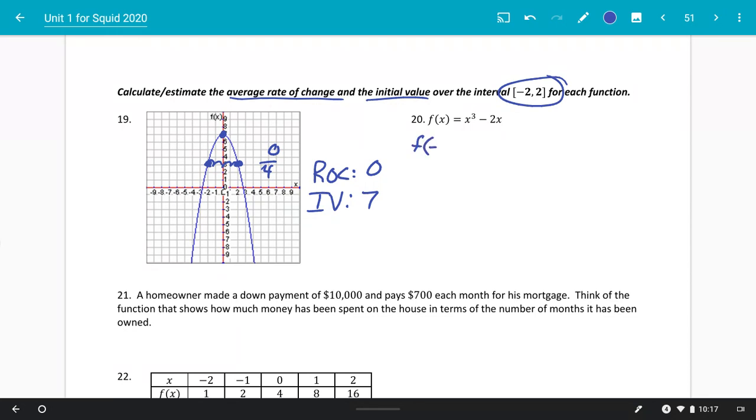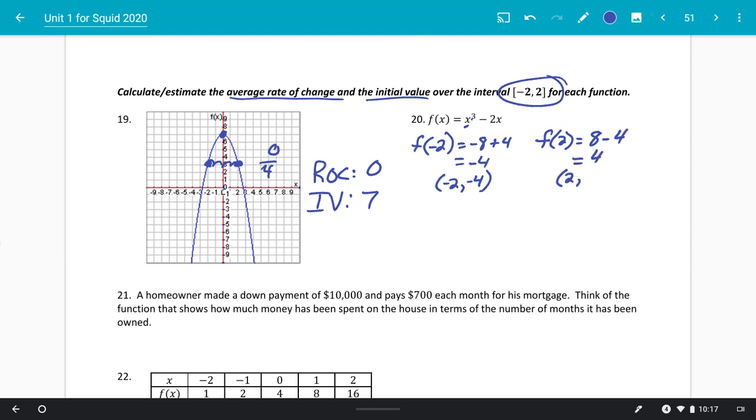I'm going to have to find f of -2, which is -2 cubed is, sorry, a negative 8. And then negative 2 times a negative 2 is a positive 4. So that is negative 4. So that first point is negative 2, negative 4. And I got to do that again. I got to find f of 2 now. Well, 2 cubed is 8. Minus 2 times 2 is 4. So that is 4.